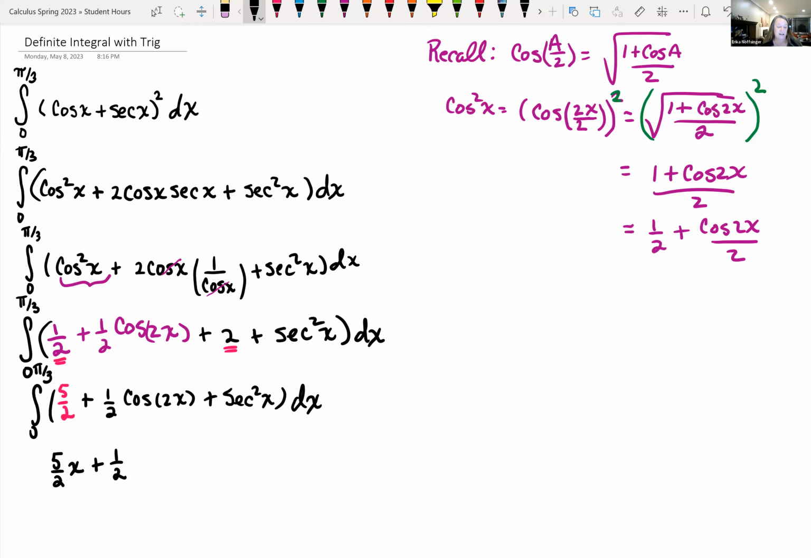Now we're thinking, let's ignore the 2x in that cosine of 2x for a second. What do we take the antiderivative of to get cosine of x? Well, the derivative of sine is cosine, so that would be sine of the inside, 2x. But when I take the derivative of this, I need to compensate for that and divide by 2 because of that chain rule. Plus, what do we take the derivative of and get back secant squared x? Well, that's tangent x. And then this whole thing is evaluated from 0 to pi thirds.